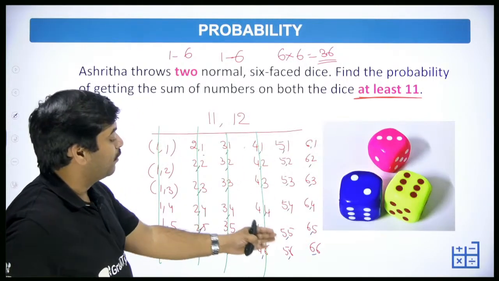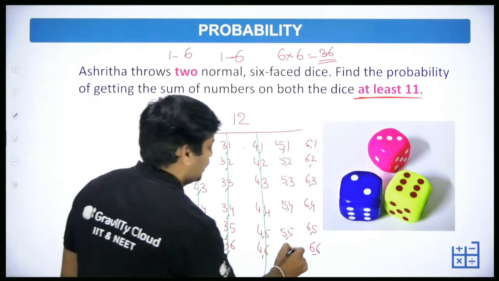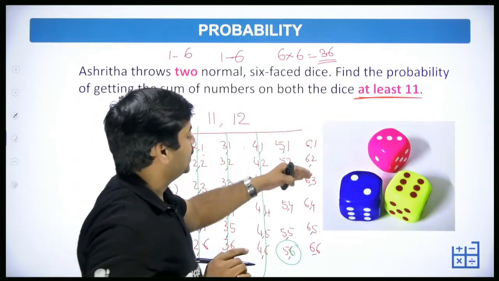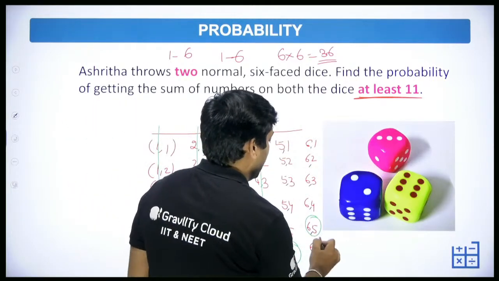So 5 plus 5 is 10. 5 plus 6 is 11. Okay, so 5, 6 is one option. Then 6, 1, 6, 2, 6, 3, 6, 4, 6, 5. 6, 5 is 11, and 6, 6 is 12.